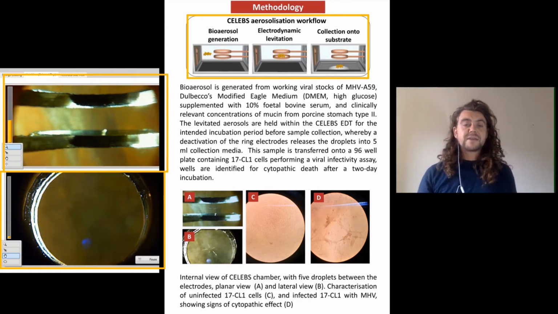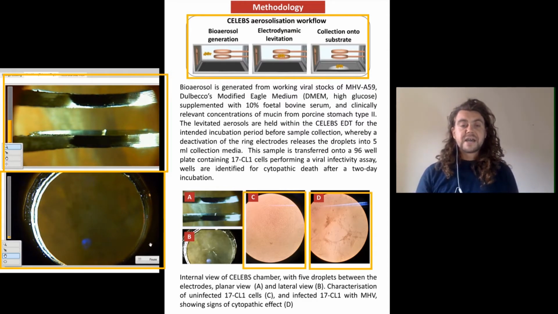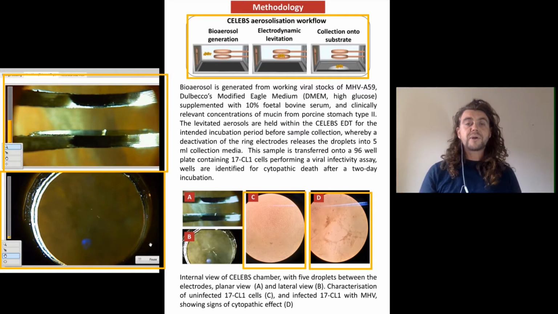So we incubate the collection substrate with mouse cells. So C is a negative infection and D is a positive infection. And this way we can calculate the virus per droplet, but also calculate the viral infectivity.